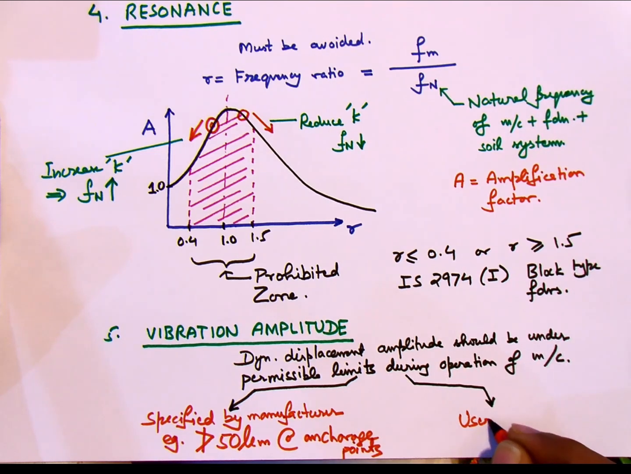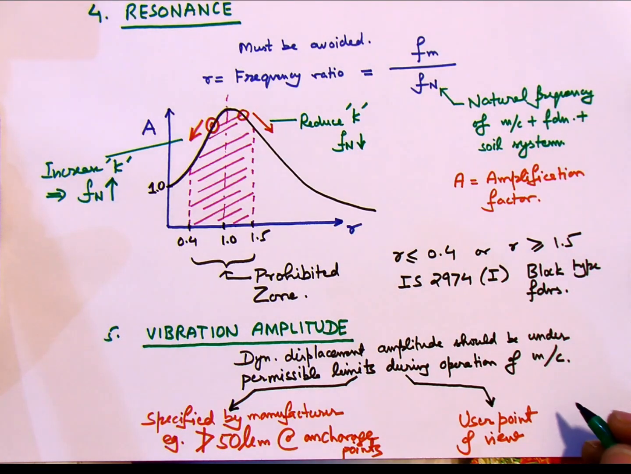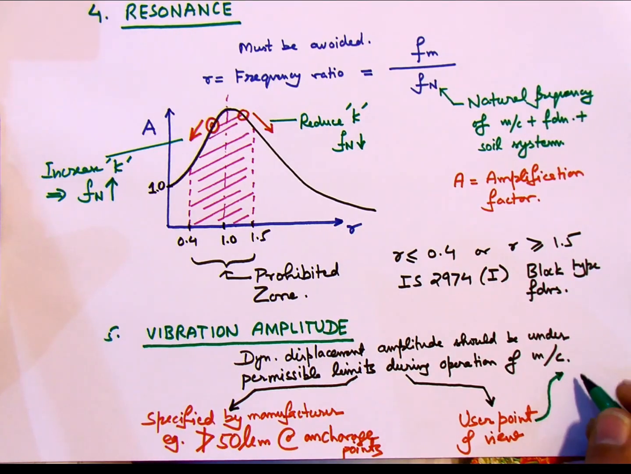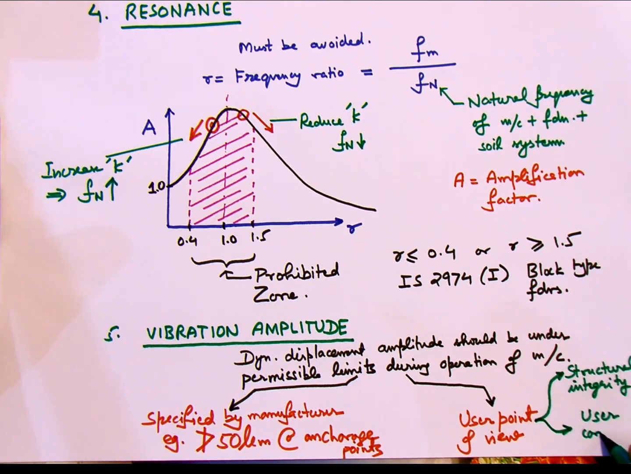The other consideration for limiting the vibration amplitude is from the user point of view. Here again, the limits could be with regard to the safety of the supporting structure, because vibrations are continuously transmitted by the machine to the structural system, so that must be under control. And the other consideration is the comfort level of the user.